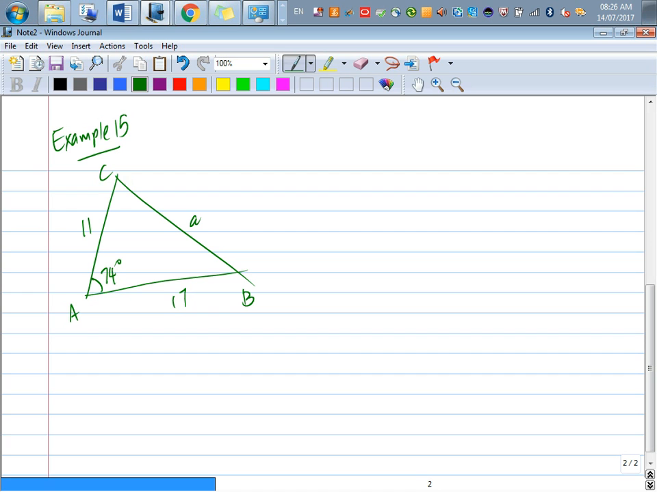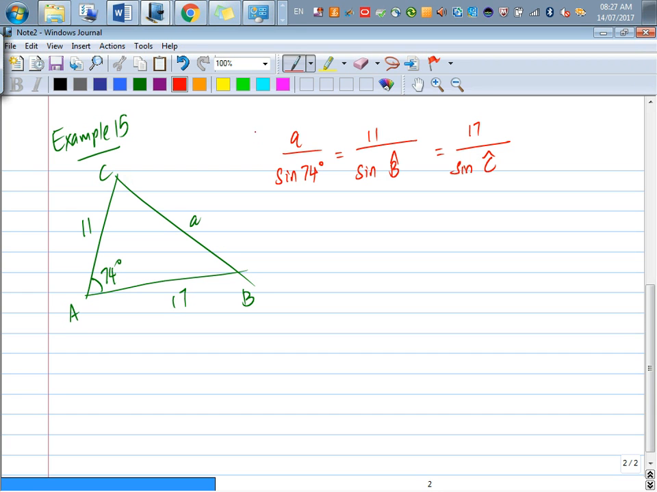Can we use our sine rule? We can try. Let's see what happens if I use my sine rule, okay? Then I have a over sine 74 degrees equals 11 over sine angle B, which is also equal to 17 over sine angle C. That doesn't help me solve for a, because now I have so many unknowns. Okay, I cannot use my sine rule, I'll get stuck.